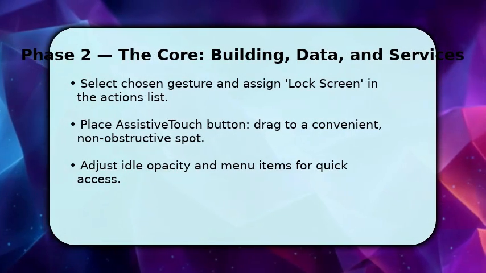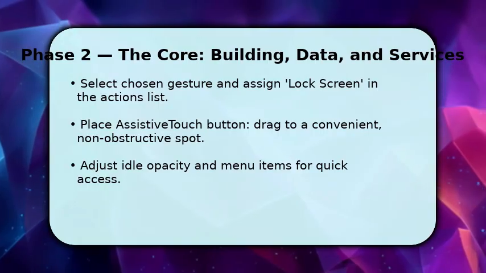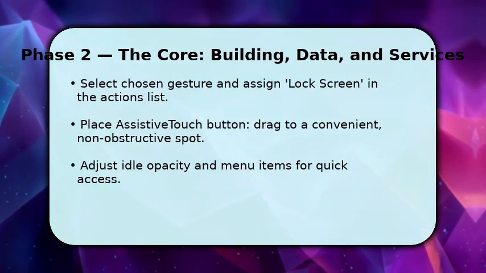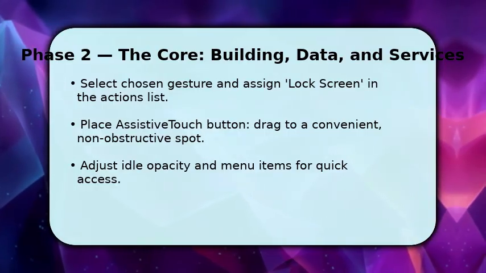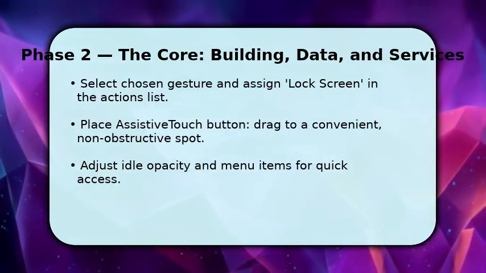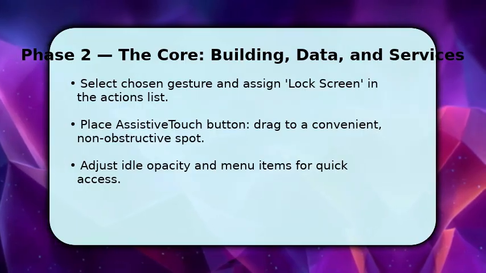Next, tap your chosen custom action and select Lock Screen from the System Actions list. This binds the gesture to locking. Once assigned, customize the Assistive Touch floating button's position so it doesn't cover important UI. Drag it to an edge or corner that feels natural.